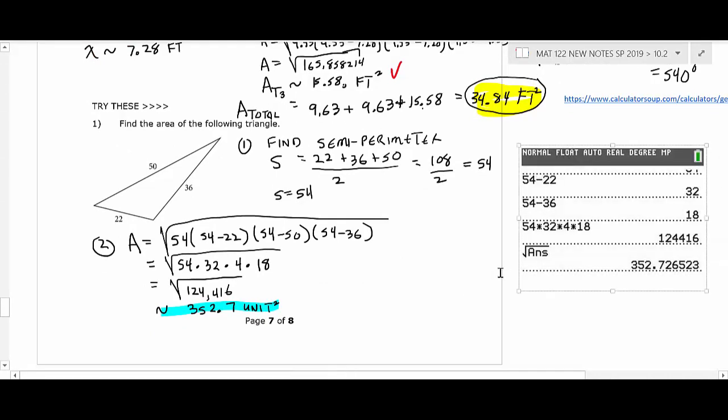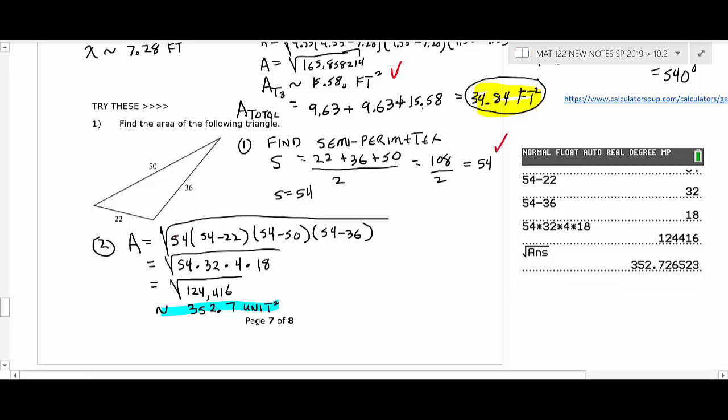Okay, so let's go ahead and check and see how you did. The first one is just straightforward Heron's formula. So you need to check calculations. I got 352.7 square units. So first thing to do is to do the semi-perimeter, add up the sides, divide by 2. You would get 54 for your semi-perimeter as your first step.